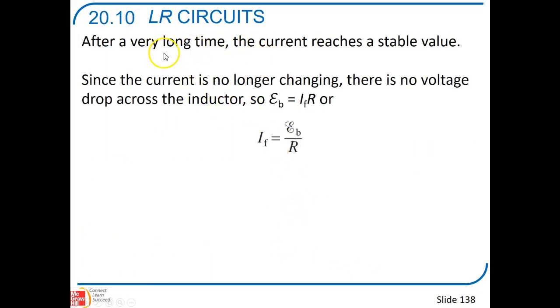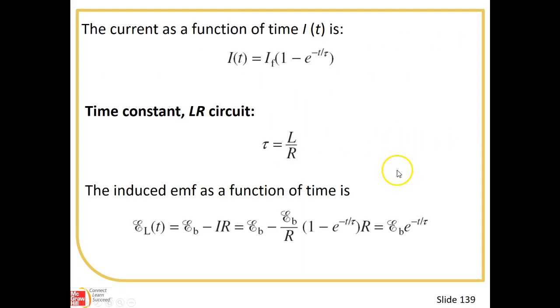So after a very long time, the current does reach a very stable value, and since the current is no longer changing, there's no voltage drop in the inductor. So here we just have the final current is equal to the voltage in the battery over the resistance in the resistor. The current is a function of time, and so here we have the final current times 1 minus e to the negative t, there's our time, over that time constant. And for an LR circuit, this would be L over R.